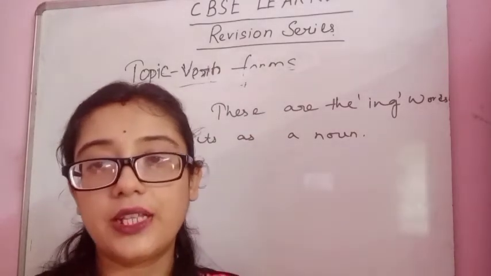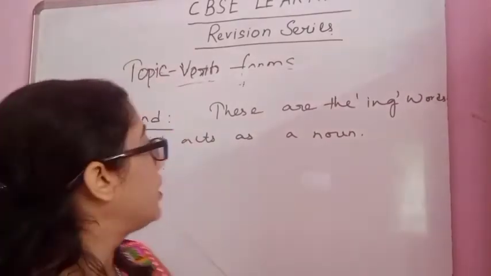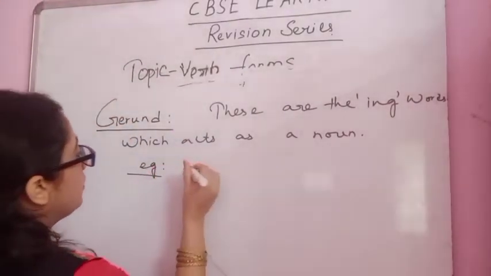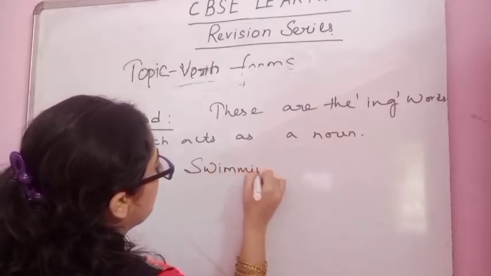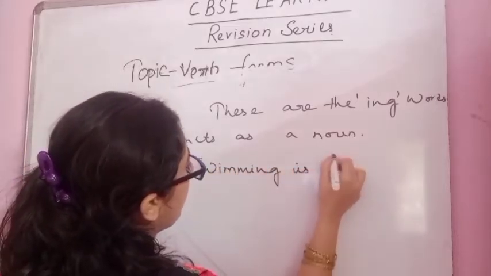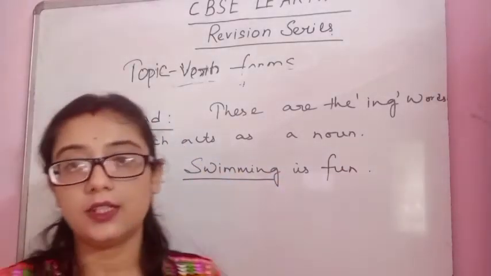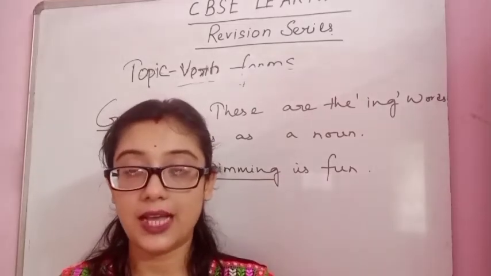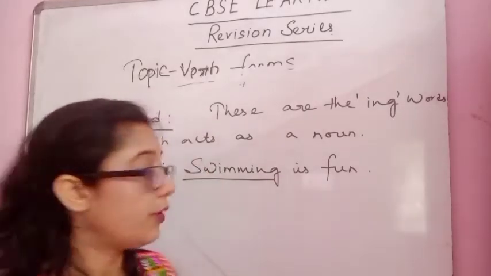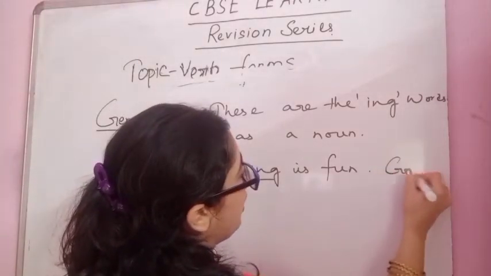Jumping is fun, or you can say swimming is fun. In this sentence, swimming is an activity, we know. But here it is used as a noun instead of a verb. So this is an example of a gerund.